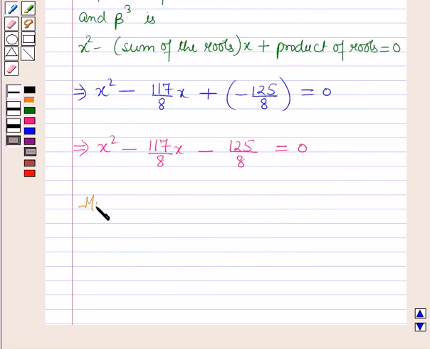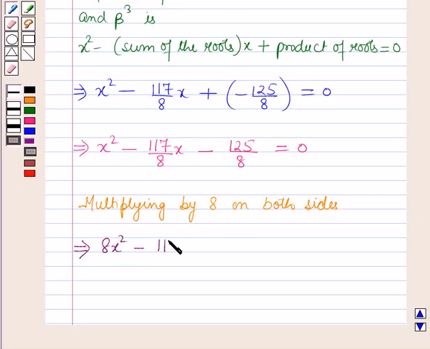Now multiplying by 8 on both sides. This implies 8x square minus 117x minus 125 is equal to 0.